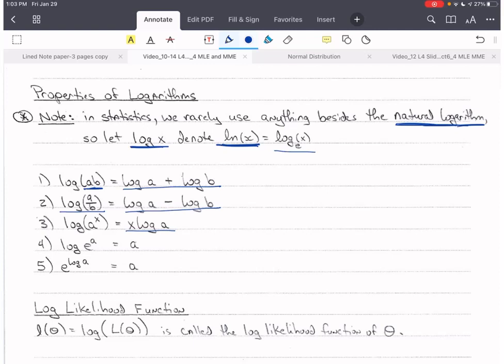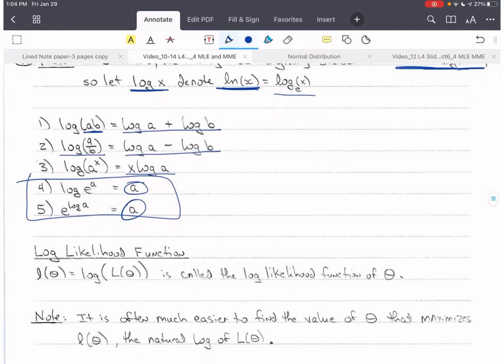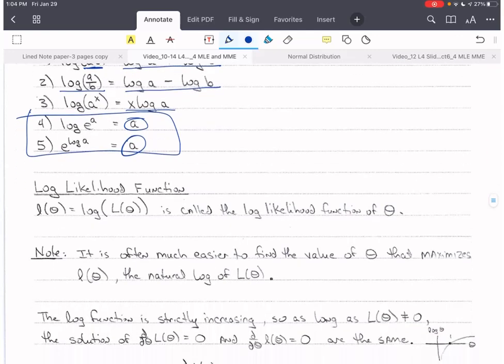Since this is log base e, if I take log of e to the a, that's going to be just a. Likewise, if I take e to the log of a, because this is log base e again, I get a. I don't think these are usually covered very much, but those do come in handy in this course. So the log likelihood function is simply the natural log of L of theta. So I write this as little l of theta.